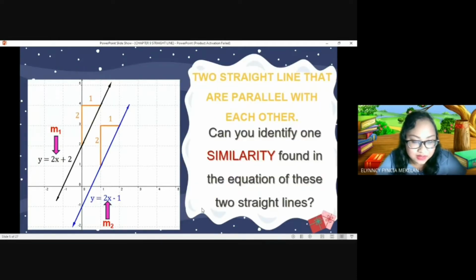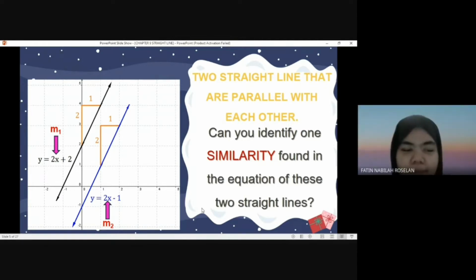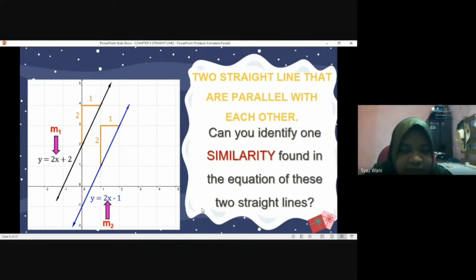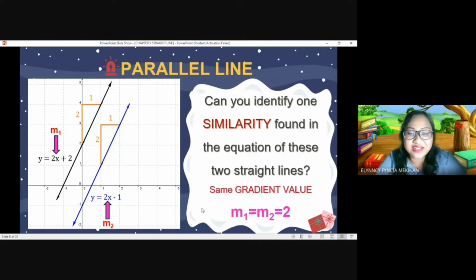Can you see this picture? Yes. Okay, this picture shows two straight lines that are parallel with each other. Just now, we already recalled the equation of the straight line. Based on this picture, can you identify one similarity found in the equation of these two straight lines? Sazwani, what is your opinion? I think they have the same value of gradients. Yes, your answer is true.